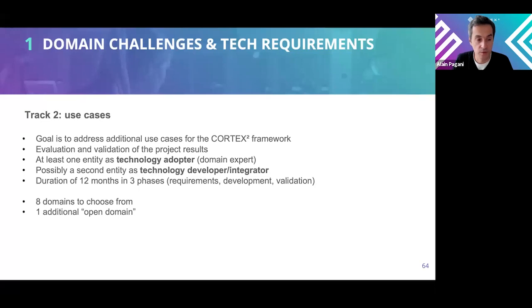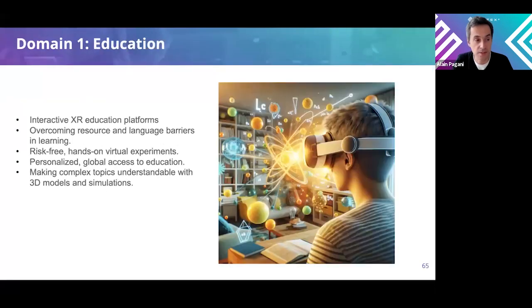And it will have a duration of 12 months in 3 phases, and we have prepared 8 domains that you can choose from, so I will present them in a second. If you don't find your domain in the 8 domains, you can also apply in an additional category that we call open domain. So don't worry if you don't find exactly the domain that you want. It's more as kind of hints of what you could apply for, but there is an open one. So let's start now with the different domains.